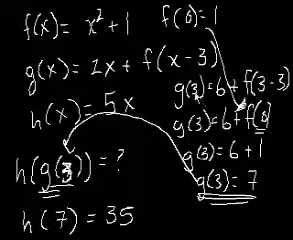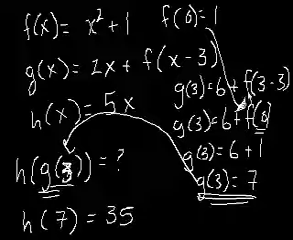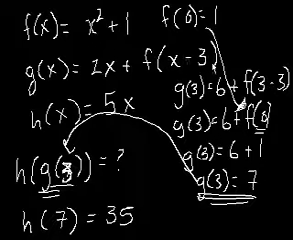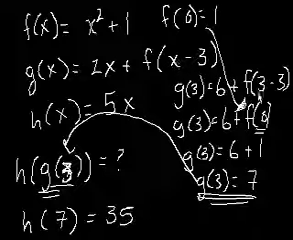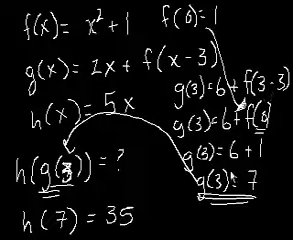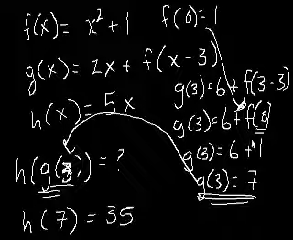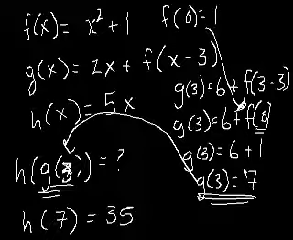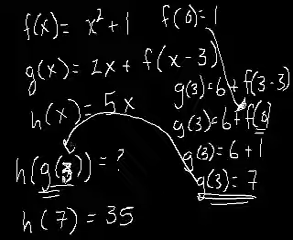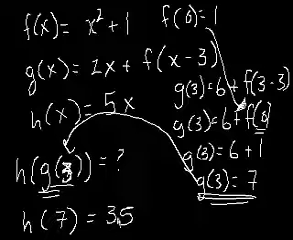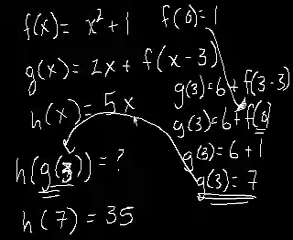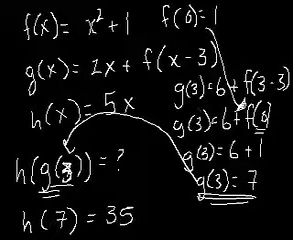And g of 3, we just substituted the 3, and we said, well, that's 6 plus f of 3 minus 3, right? Because we just replaced that x with that 3. And we just kept solving. We figured out what f of 0 is up here. And we got g of 3 equals 7. Then we substituted that back in right here, and we got h of 7 is equal to 35, because it was 5 times 7. Let's do some more problems.